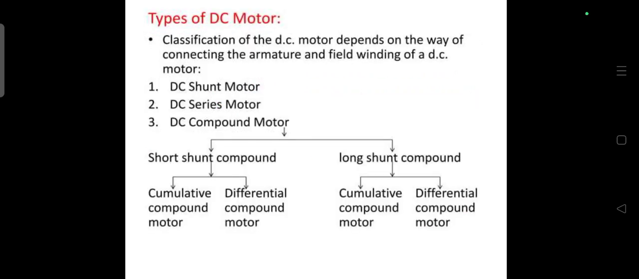The next one is types of DC motor. The first type is the DC shunt motor, the second type is the DC series motor, then the DC compound motor. The DC compound motor is divided into two parts: short shunt compound and long shunt compound. In short shunt compound, there is the cumulative compound motor and the differential compound motor. Then in long shunt compound, there is also the cumulative compound motor and the differential compound motor.